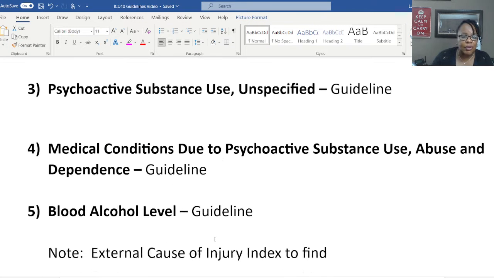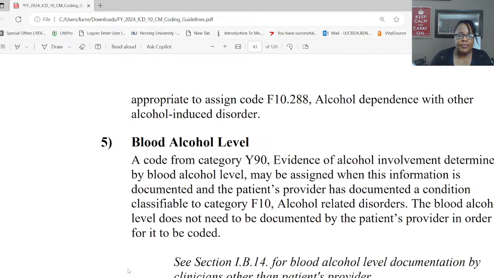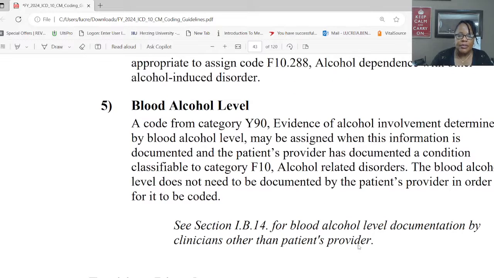All right, let's go to number 5, blood alcohol levels. A code from category Y90, evidence of alcohol involvement determined by blood alcohol level, may be assigned when this information is documented and the patient's provider has documented a condition classifiable to category F10, alcohol-related disorders. The blood alcohol level does not need to be documented by the patient's provider in order for it to be coded. So let's look at what I have.